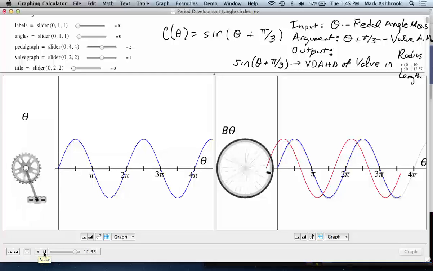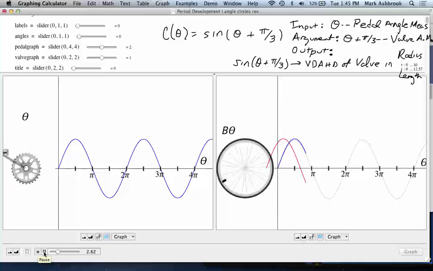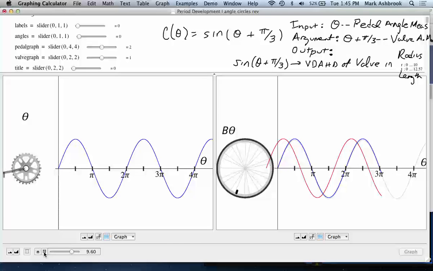So we want to see that plus pi over 3 makes sense. It's not the opposite of what we think. We want to see it as making perfect sense because we know the tire valve angle is greater, so it's ahead of the pedal. And ahead would mean it's going to start and finish first. It's going to start first, and it's going to finish first because it's ahead.